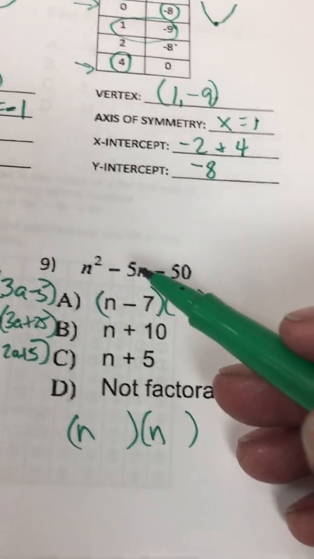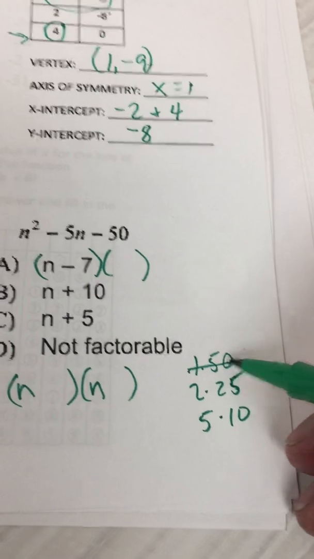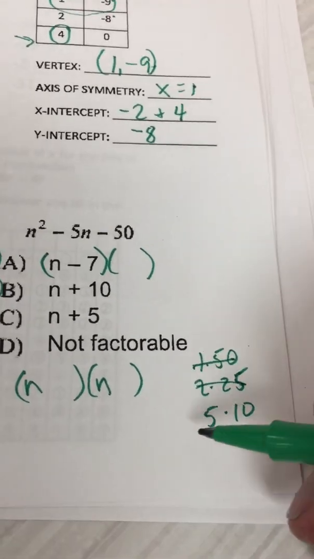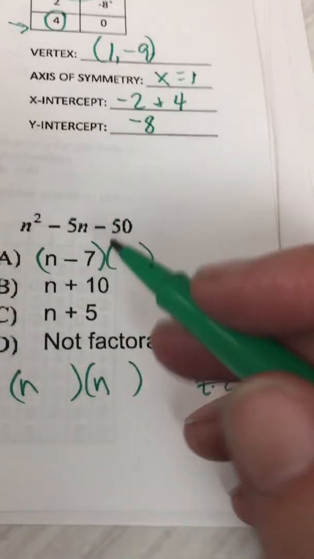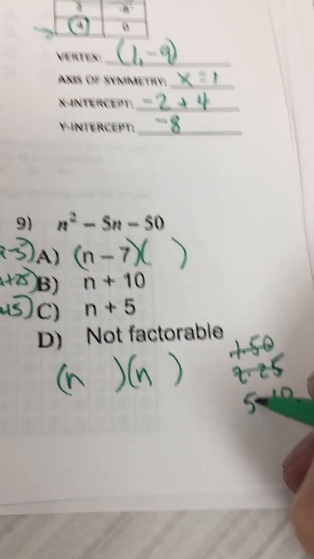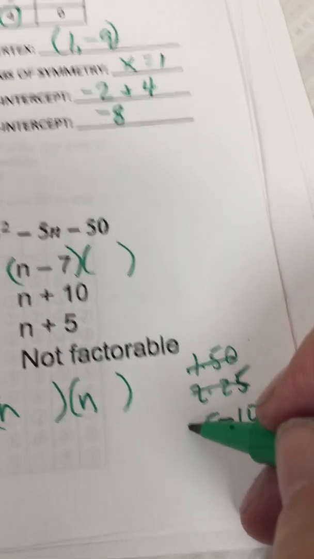We need the middle number to be a 5. If I add or subtract these, I get 51 or 49, not my 5. If I add them, I get 27. Subtract, I get 23, not my 5. If I add them, I get 15. But if I subtract these two numbers, I get a 5. And since I want the answer to be negative, I'm going to make the bigger one negative. And the other one positive.